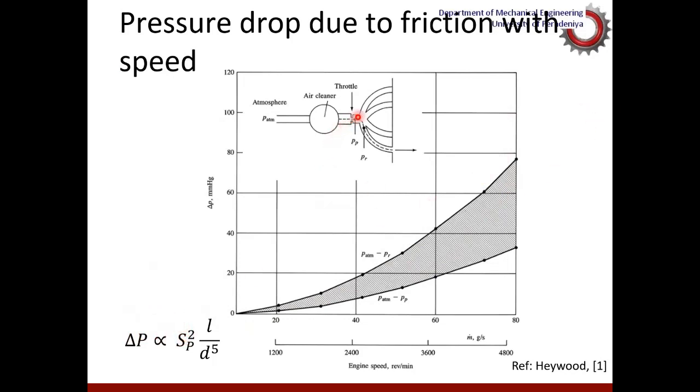And also, when you consider 2 points like this, the length to these 2 points also affects the pressure drop. Accordingly, we can see the drop increases at the farthest point compared to the nearest point to the atmospheric conditions.